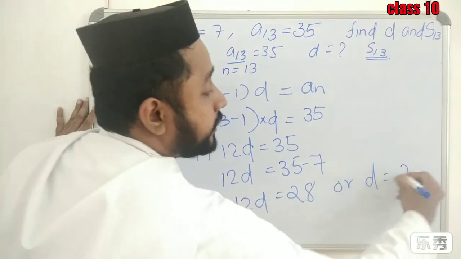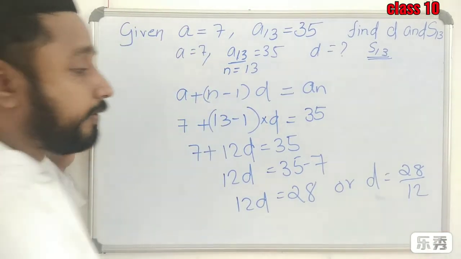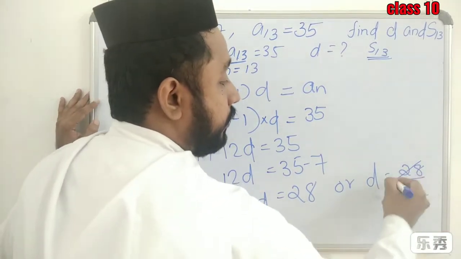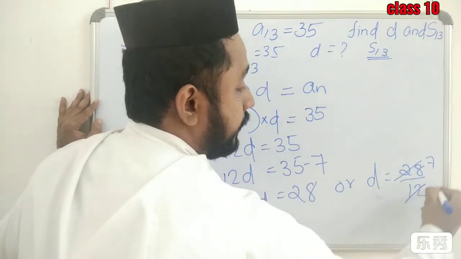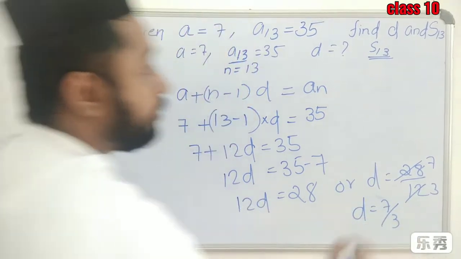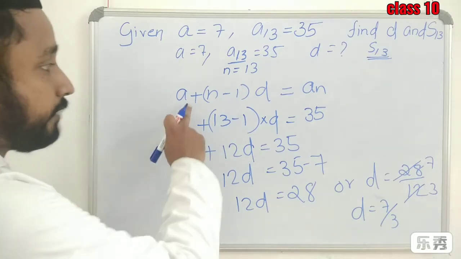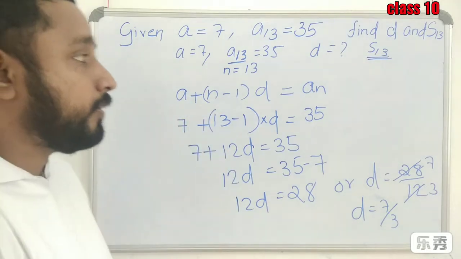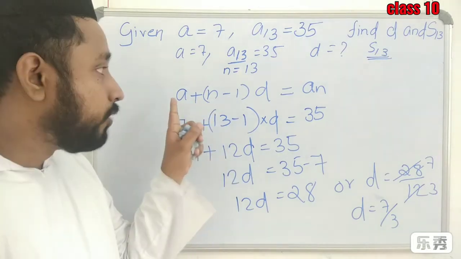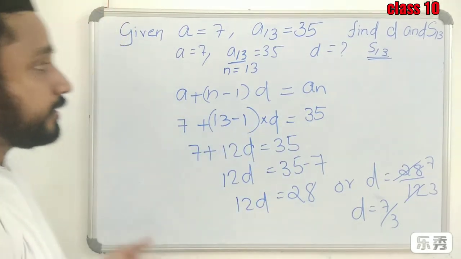d = 28 by 12. We can cut using 4: 7 by 3. So d is equal to 7 by 3. We got the value of d. Using the formula a + (n - 1)d = an, substituting the values of a, n and an, we get d = 7 by 3.